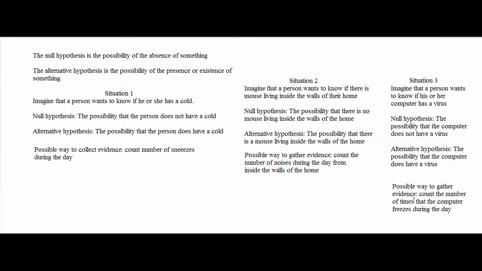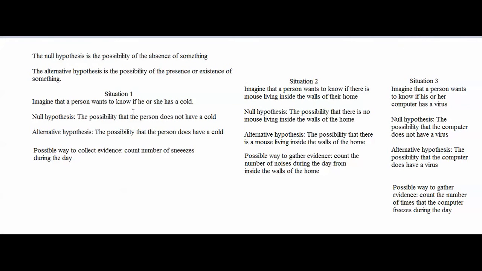But if the computer freezes a large number of times, then the person will be convinced that the computer has a virus. In other words, if the computer freezes a small number of times, the person will assume that the null hypothesis is true. But if the computer freezes a large number of times, the person will be convinced that the null hypothesis is wrong and that the alternative is true.